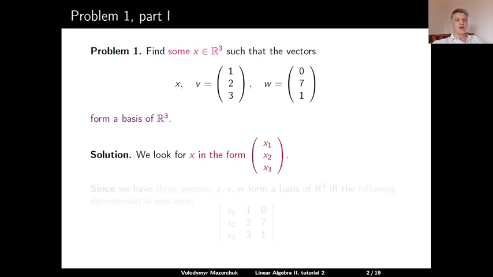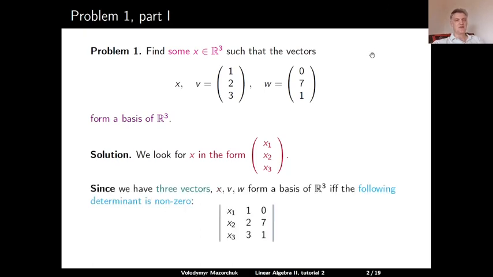Solution. We will look for x in the form x1, x2, x3, just an element in R3. Since the dimension of R3 is 3, each basis of R3 has to contain three vectors. So our candidate for a basis contains three vectors x, v, and w.